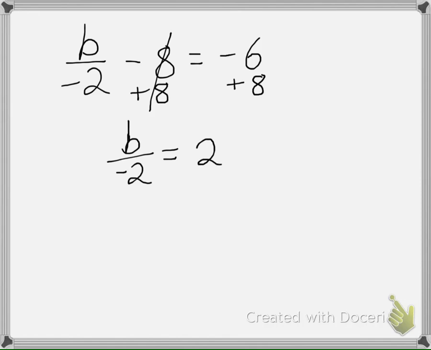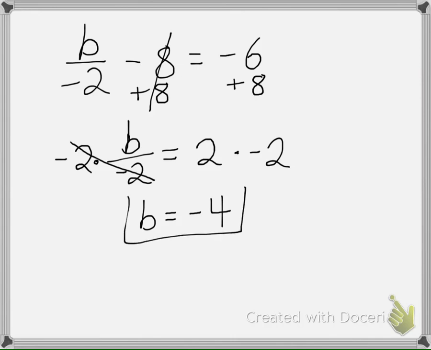And then from here, we're going to multiply because it's a division problem. And since I divided by -2, that means I need to multiply by -2 as well. The -2's cancel out, leaving me with b. And +2 times -2 gives me -4 as my solution. So, final solution for this one, b equals -4. So, hopefully that gives you a good idea on how to do your two-step equations.